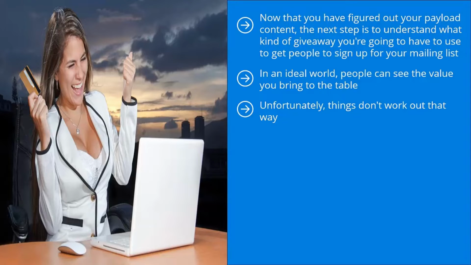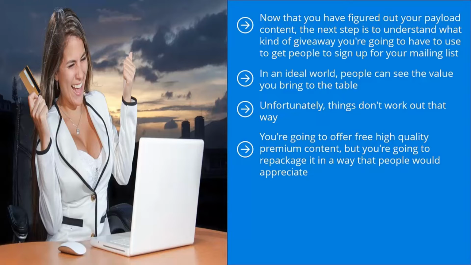This is where incentives come in. You're going to offer free, high-quality premium content, but you're going to repackage it in a way that people would appreciate. Maybe you put it in a book. Maybe you come up with some sort of cheat sheet or resource sheet. Or perhaps you can strip it all down into a booklet or even convert it into software form.